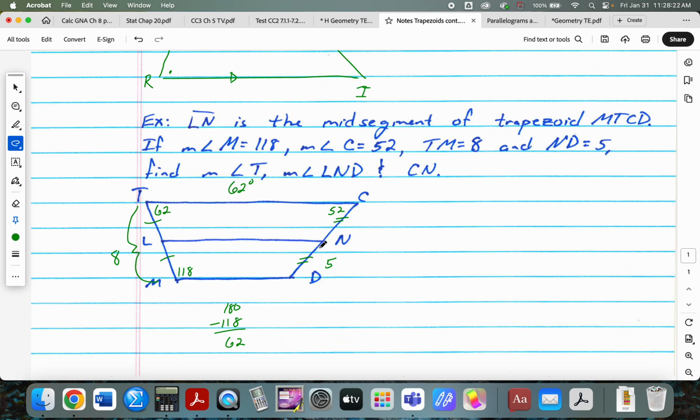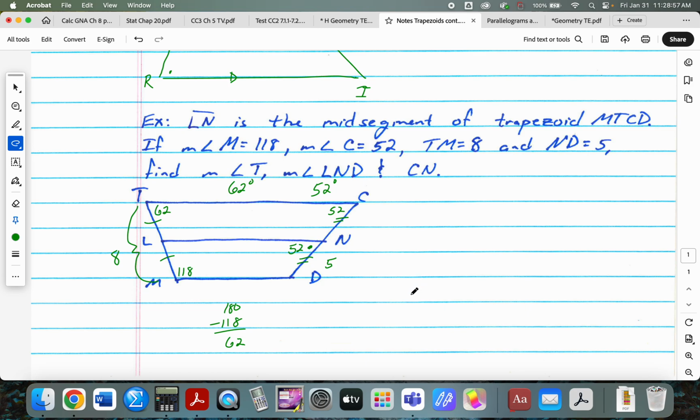Then it asks for angle LND. Oh, that's a little bit different. What angle is LND related to? Angle C. Specifically, what kind of angles are those? We haven't been to those in a long time. Corresponding. So this is 52. They are on the same side of the transversal. Oh, yeah, that's why I was thinking same side at first.